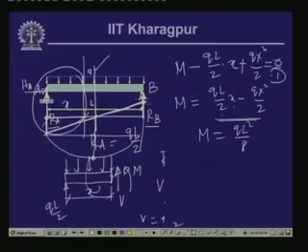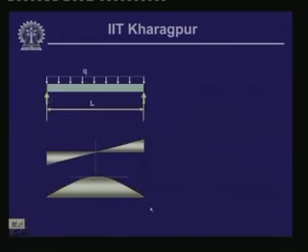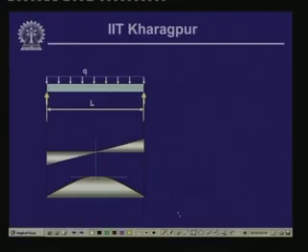So, QL square by 8 here, 0 here and 0 here. This is of course in the opposite direction, because this is positive everywhere. Now, this is the diagram of the shear force and the bending moment as we have evaluated right now. This is the shear force diagram, which is negative here and positive here, and this whole thing is positive.